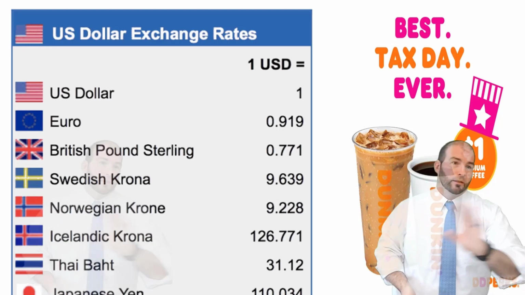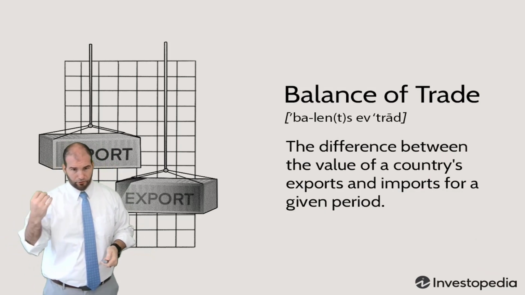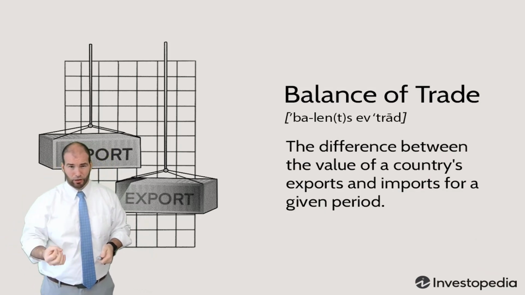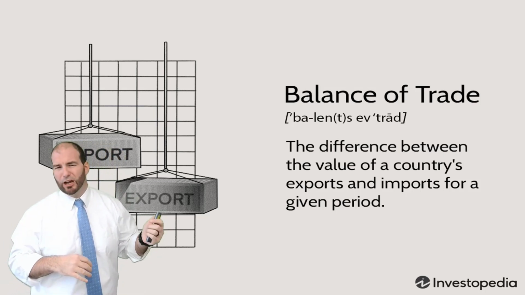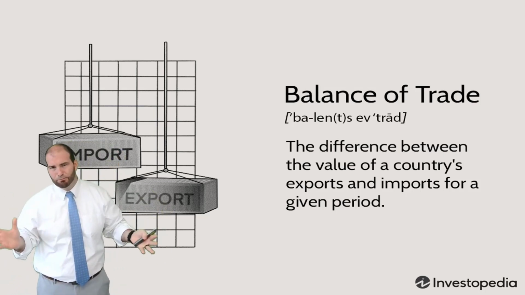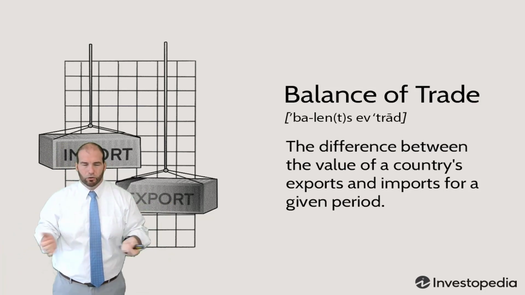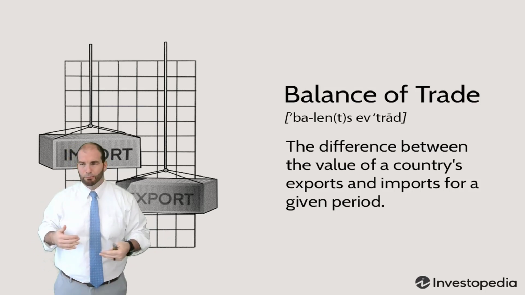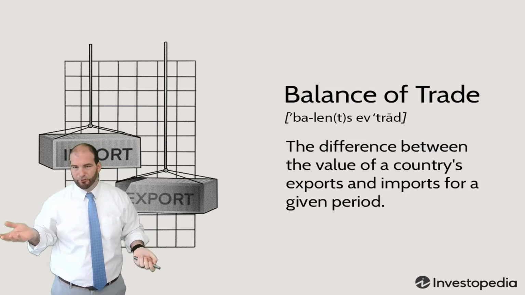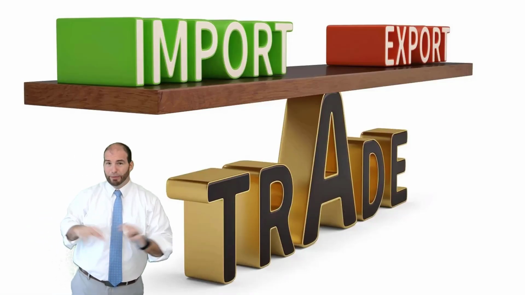All right. The next thing that is really important that the government wants to really focus on is the balance of trade. All right. So the balance of trade is the difference between the value of a country's exports and imports for a given period. It would be great, because we're all interdependent, that we exported the same amount that we imported. All right. That is preferred. You sell the same amount as you bring in. All right. That is balanced trade.